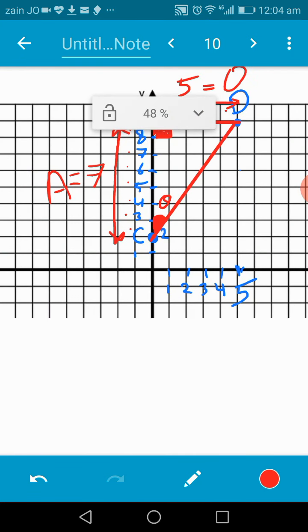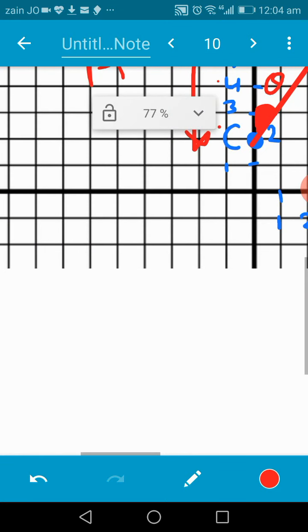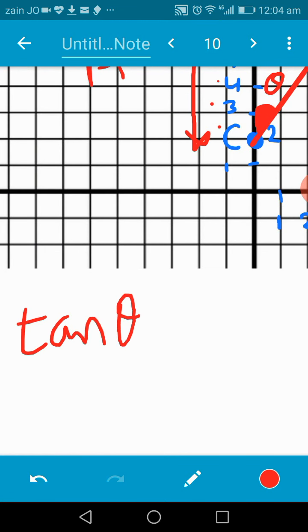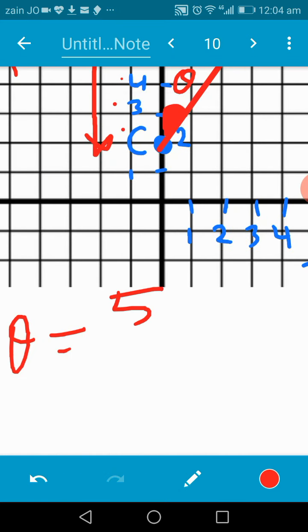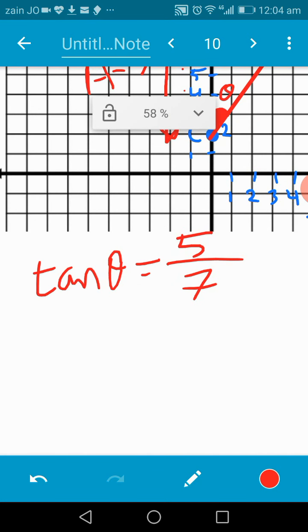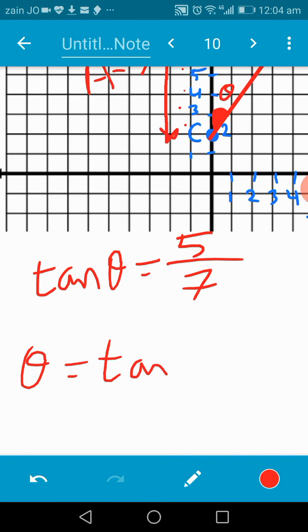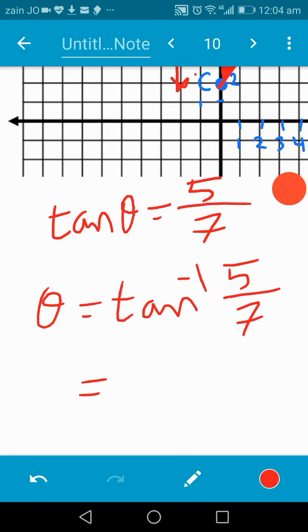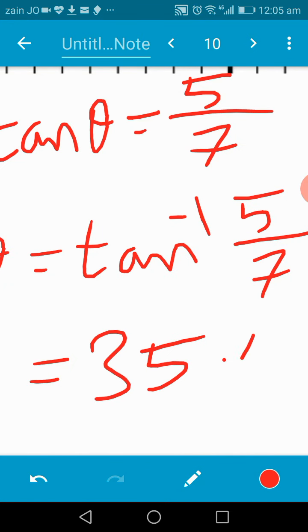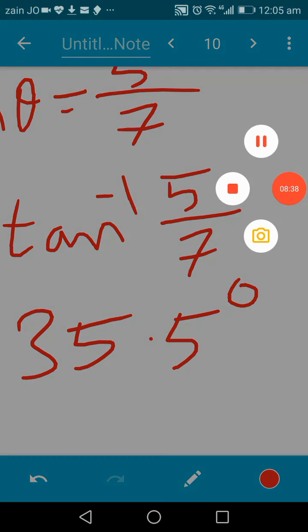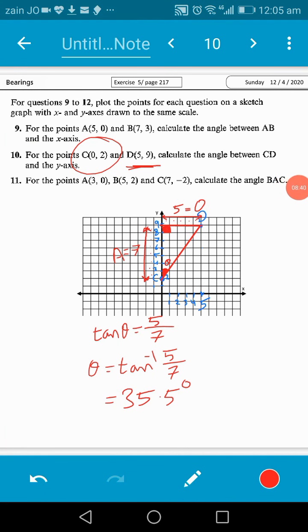So you have to use tan. Tan theta equals opposite over adjacent, 5 over 7. Now theta equals tan inverse of 5 over 7. So theta equals 35.5 degrees. Okay, so this is the answer for question number 10.